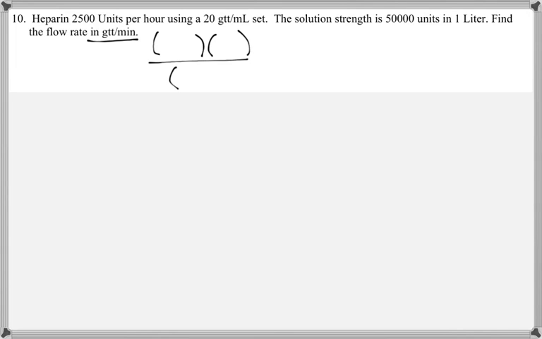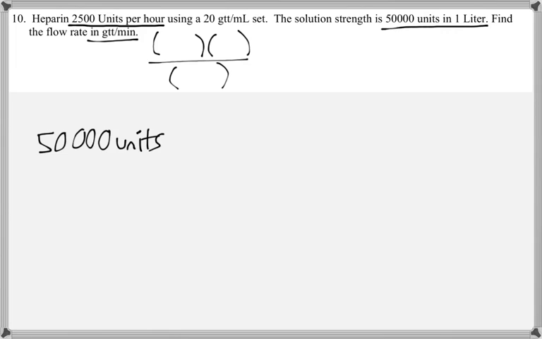So I'm going to have to use the formula at some point. And the order is for 2500 units per hour, and our strength is 50,000 units over 1000 mLs. So that is my first step, is to set up this proportion.